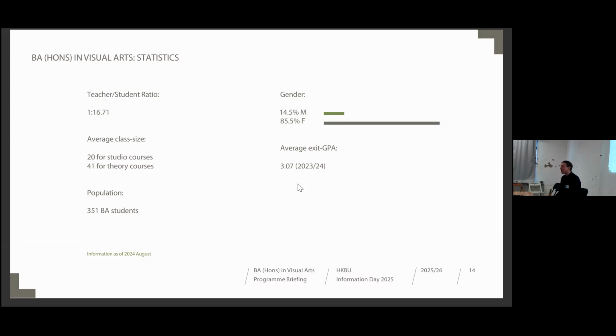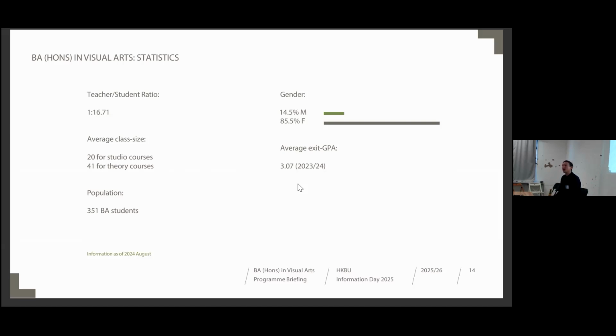41 for a theory, like a lecture-based theory course, which is similar to this dynamic. It's more of a conversational situation where we have some presenting, some slides, and then conversation throughout that. So 41, that's quite comfortable also. There's programs where you might have more than 100 students in a presentation. That would be difficult for us to manage meaningfully, we think.